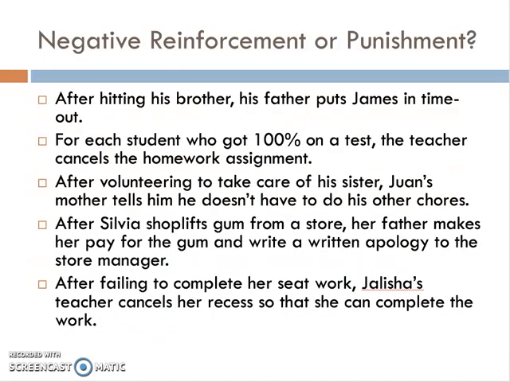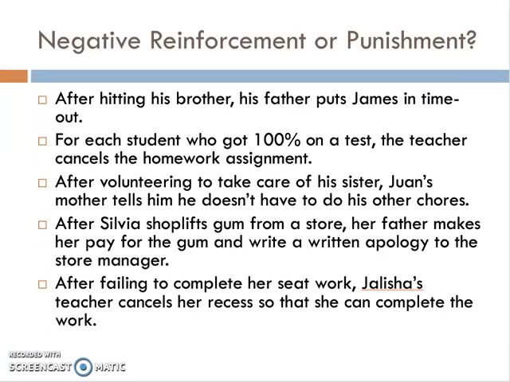Okay, so let's practice some of these. Punishment or reinforcement, negative reinforcement, because people get these confused. Okay, so let's try the first example. After hitting his brother, his father puts James in time out. Is that negative reinforcement or is that punishment? Well, here we can see the father's trying to decrease the behavior, so it's a punishment, and it's a removal punishment because James is removed from the situation and put in timeout. So I would say that's a type 2 punishment.